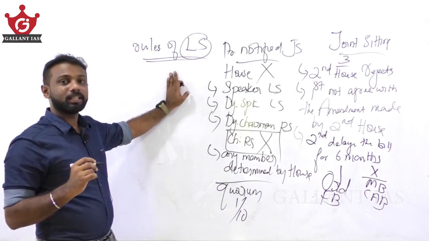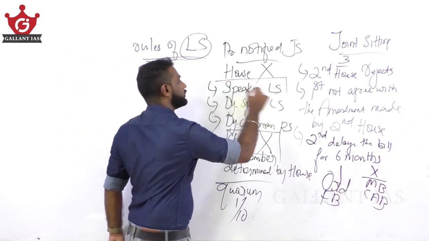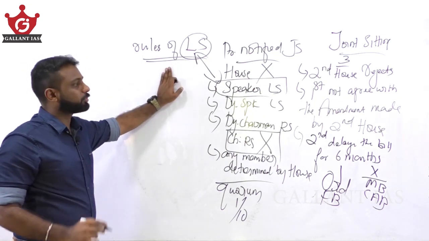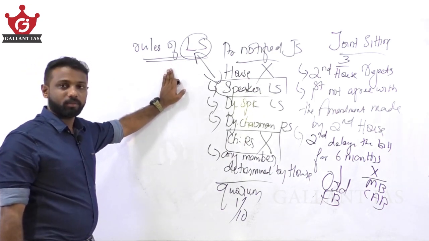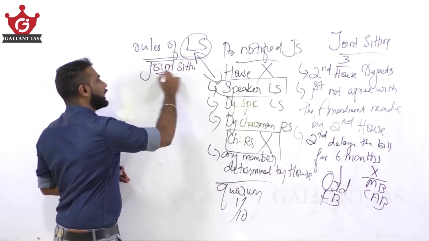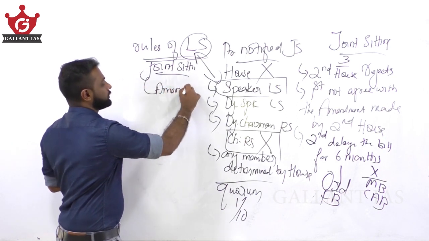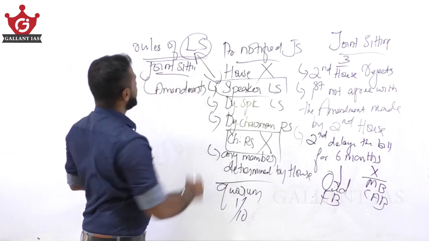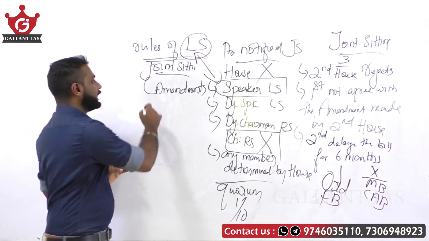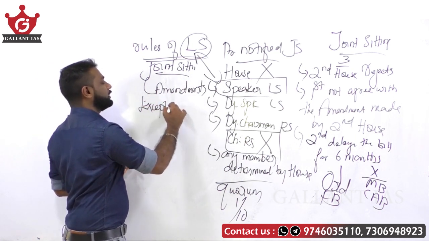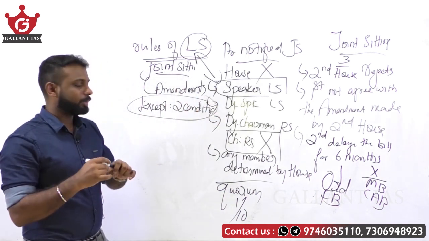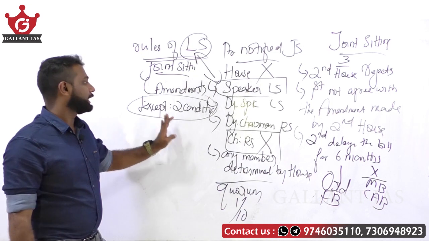Just imagine, who presides over the joint sitting? Speaker. So make a link likewise. So it is following the rules of procedure of Lok Sabha only. And during a joint sitting, amendments cannot be made. During a joint sitting, amendments to that bill cannot be made except in two conditions. Note down the exceptions. Generally, amendments cannot be made during a joint sitting except for two conditions.